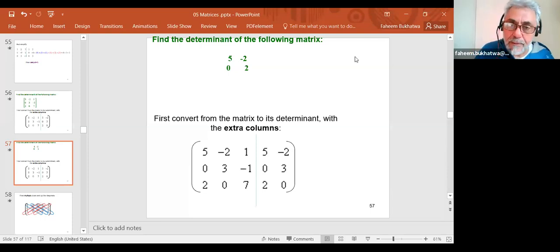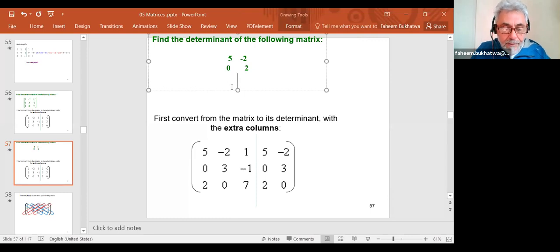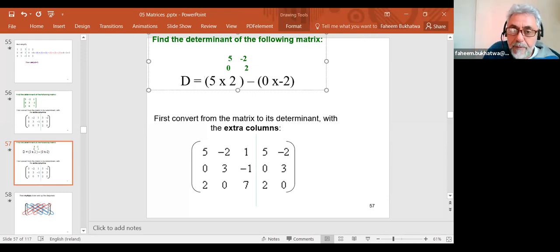Okay. So right. Guys, one way to do this is to say it's 5 times 2 in one bracket, and minus 0 times minus 2. Obviously, that's 0, so it's 5 times 2. That's the result of that. So the determinant of A equals 10 in this particular example. Now that's doing it this way.